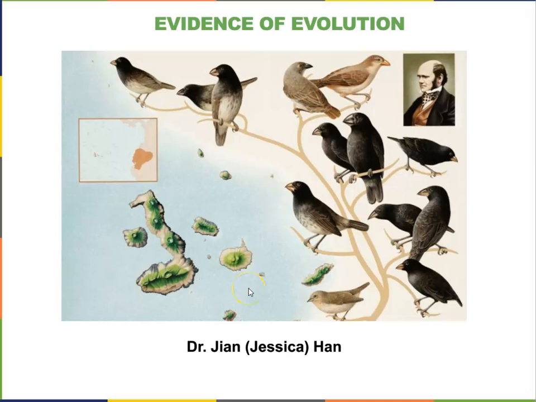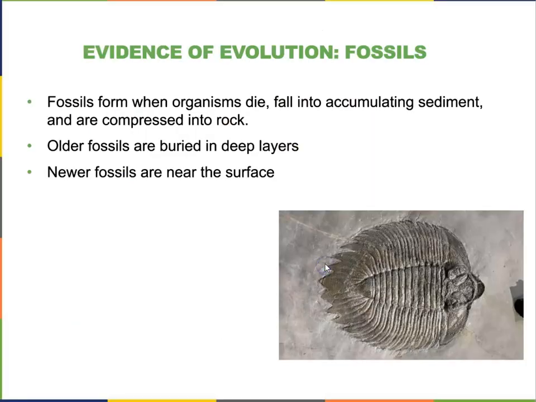In this mini lecture, we are going to talk about evidence of evolution. The first evidence of evolution is fossils. Fossils form when organisms die. The organisms fall into accumulating sediment and then are compressed into rock.